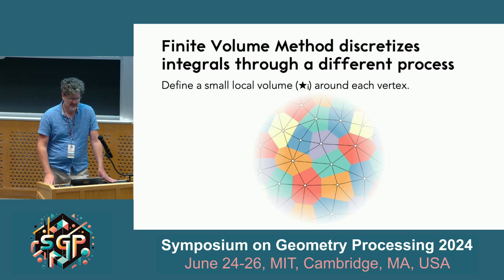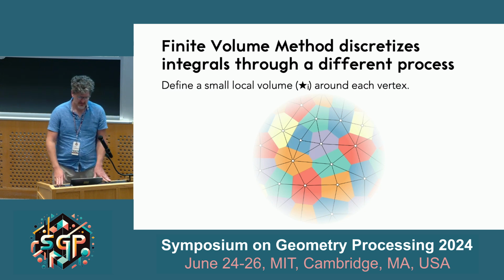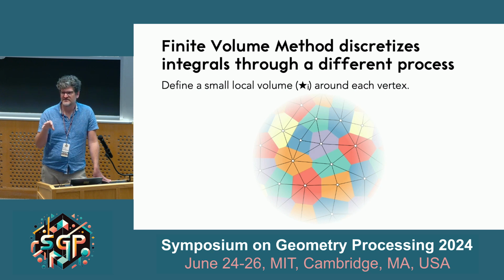Finite volume method is an alternative to the finite element method, and one way to understand how it works is to think of it as discretizing the integrals by breaking up the domain into small local regions around each of the vertices or each element in the mesh. This is easier to see in 2D, so I'll show you for a triangle mesh first. You see the triangle mesh, and overlaid on top of it is the Voronoi diagram of each of the vertices, and this is one particular way of defining those local regions that I'll call star I. They're dual to the points of the triangulation.